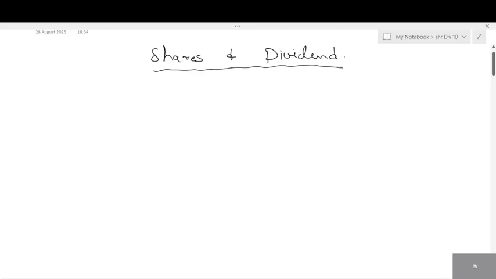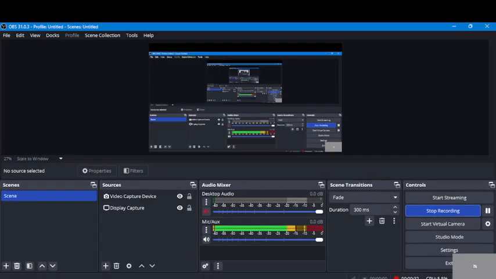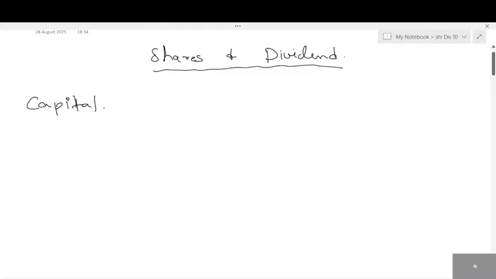Sure, okay. See, shares and dividends, students. Shares is when you open a company, we need some investment. That investment we call capital. Yes, we need some money to run a business. Whatever business we open, we need some money. That money is known as capital. Capital is the overall investment before starting a company.